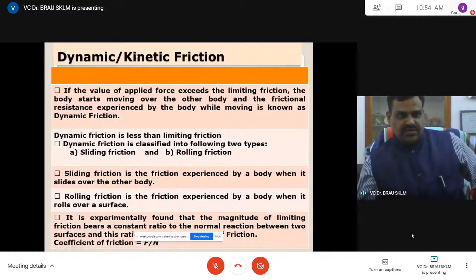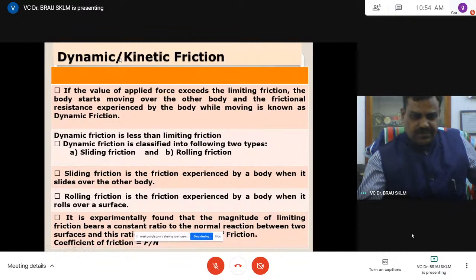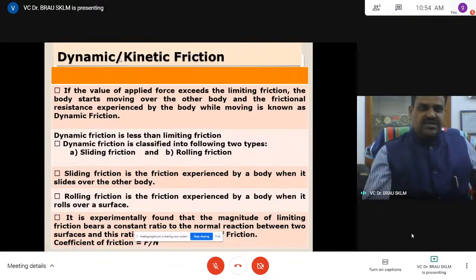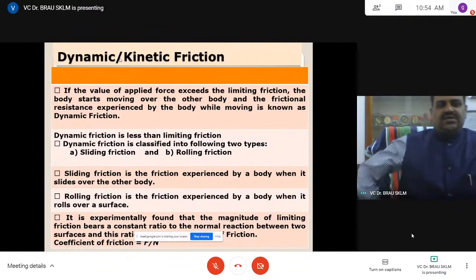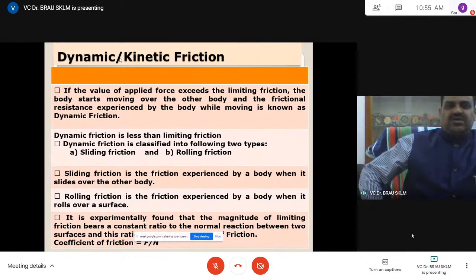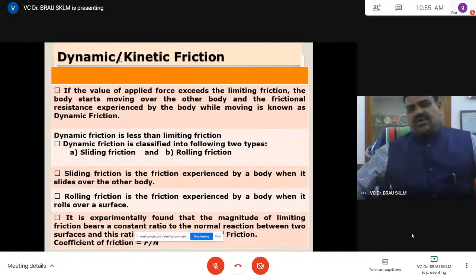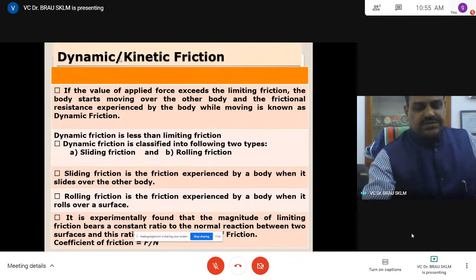Out of the 4 which I explained, these 2 are important parameters. We are considering the dynamic or kinetic friction. Dynamics is nothing but kinematics and kinetics. Here, friction is talked about with respect to force. That's why we are not considering the kinematics, only the kinetics. That is the meaning of dynamic or kinetic friction.